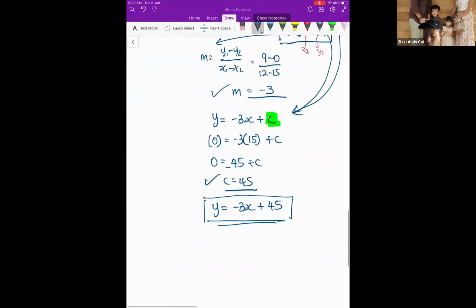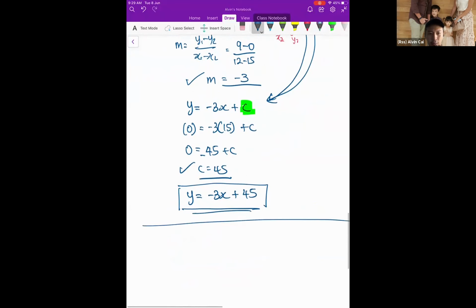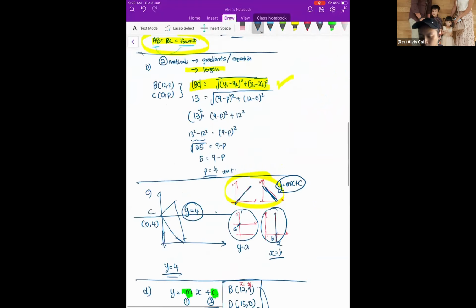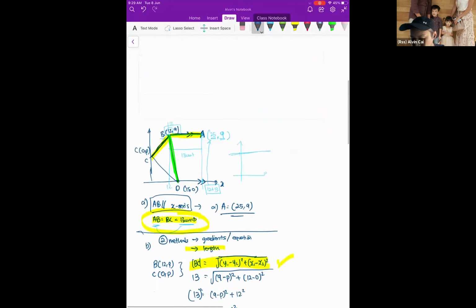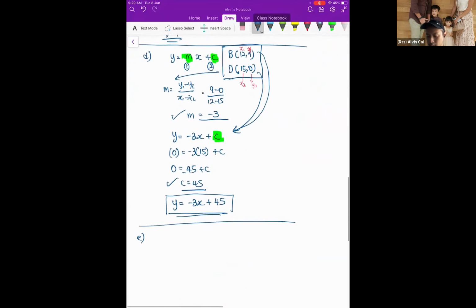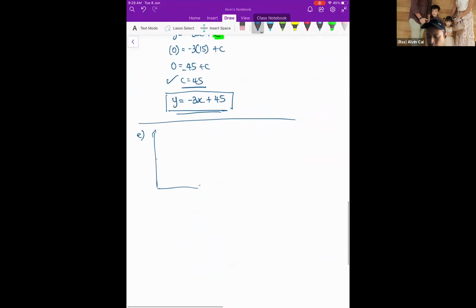Okay. So moving on, for part E. For part E, we are supposed to find the area of triangle ABC. So triangle ABC, let me just draw A, B, and C. Okay. So A, B, and C is over here. It looks like this. A is here, B is here, and C is here. We have all the coordinates.